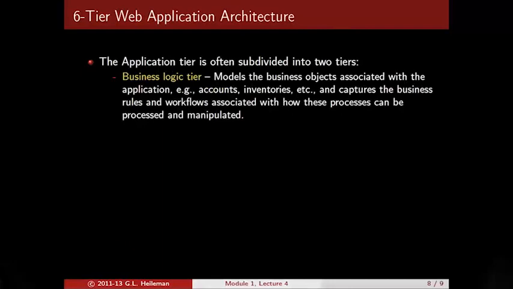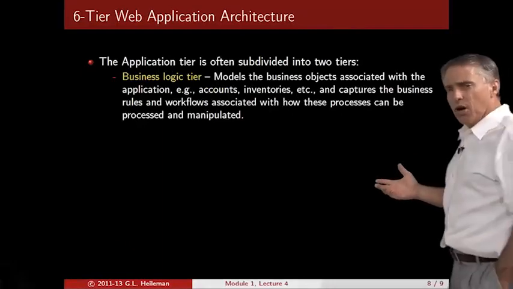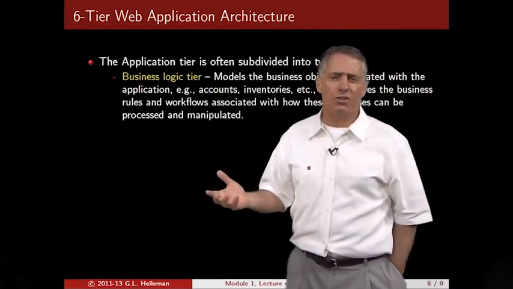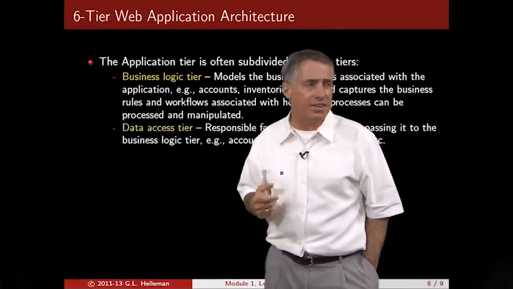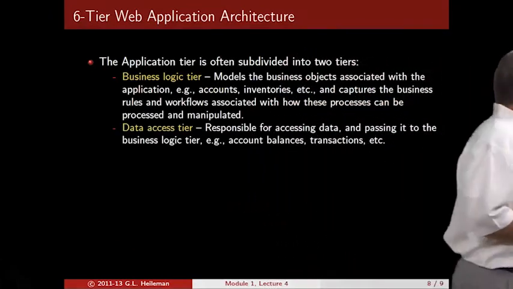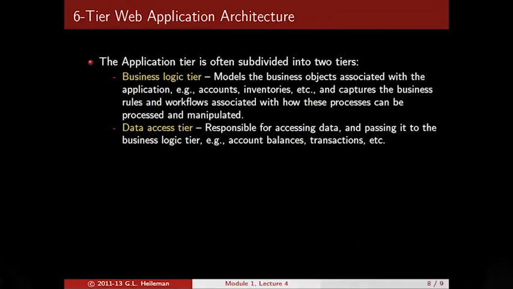Now, the application tier is often subdivided into two additional tiers, a business logic tier and a data access tier. The business logic tier models the business objects that are associated with the application. So it could be, for example, in a vendor site, there could be accounts and inventories, and there are various business rules associated with those accounts and inventories that you have to define as a part of the business logic tier. And then the data access tier is responsible for accessing the database.